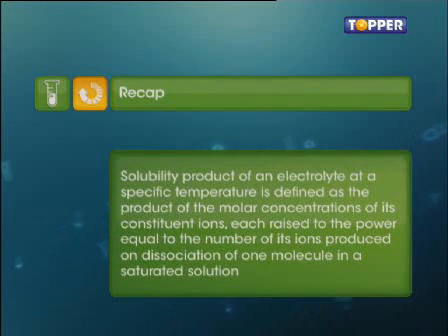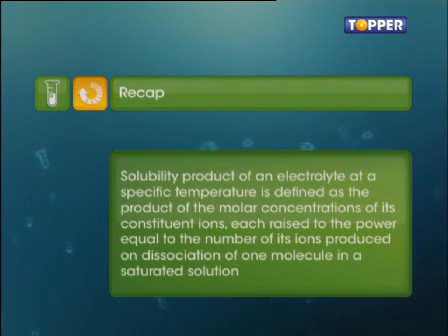The solubility product of an electrolyte at a specific temperature is defined as the product of the molar concentrations of its constituent ions in a saturated solution. Here, each concentration term is raised to the power equal to the number of its ions which are produced on dissociation of one molecule.